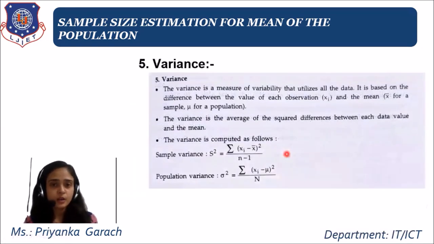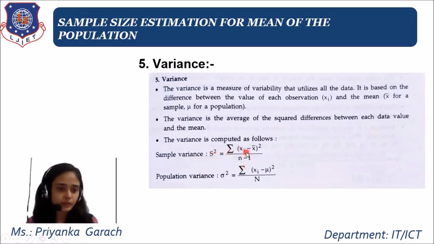Then comes the variance. What is the variance? It is the measure of the variability. So the variance of the sample is indicated like this, that is S square. It is the summation of each observation minus the mean of the sample, that is X bar, the whole square, divided by the total observations. So that is my sample variance, and the population variance is indicated by sigma square, that is each observation minus the mean of the population, squared, divided by the total number of observations.